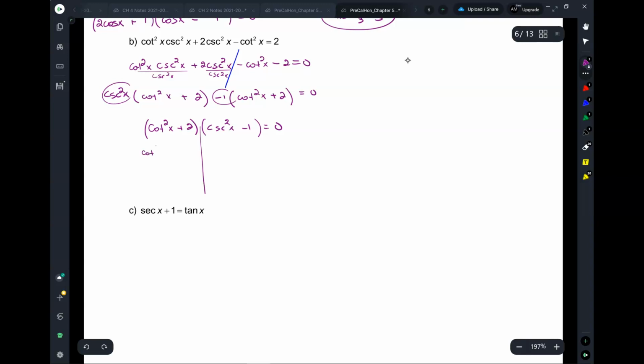So here you get cotangent squared x equal to negative 2. Can you square something and make it equal to a negative? No, so that's no solution. Okay? Something squared can't be negative. But what about this next one? Cosecant squared x equal to 1. Square root. Cosecant of x is plus or minus 1.